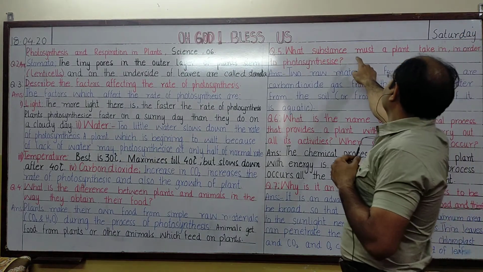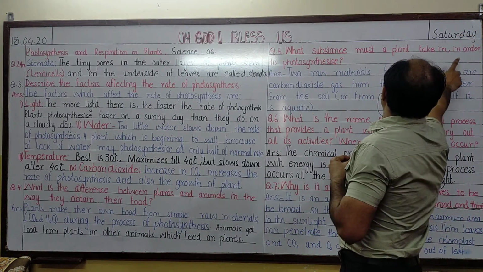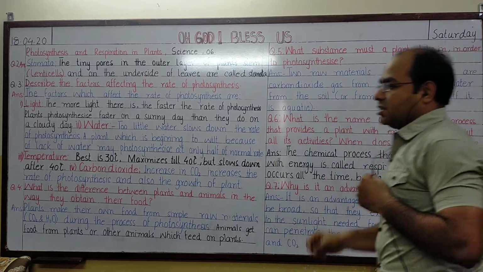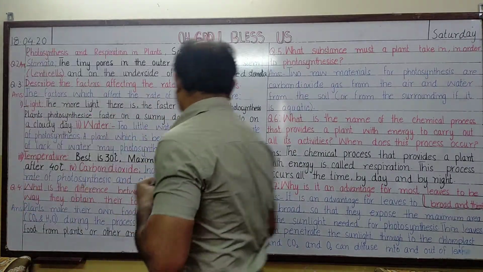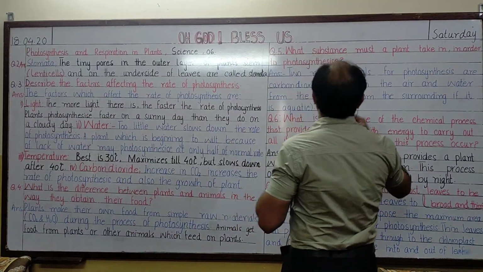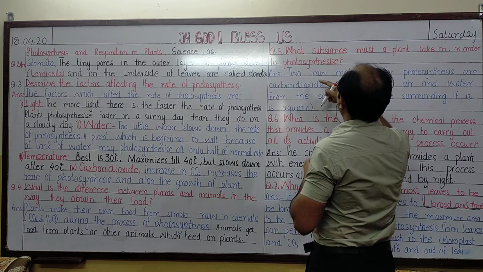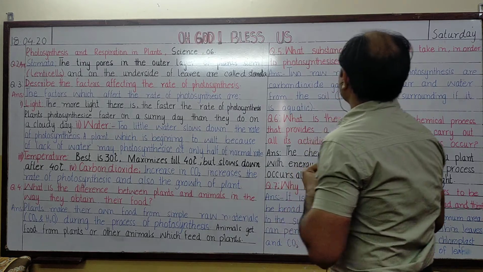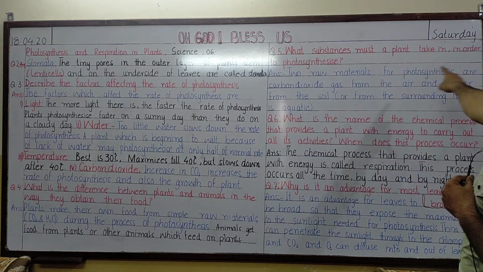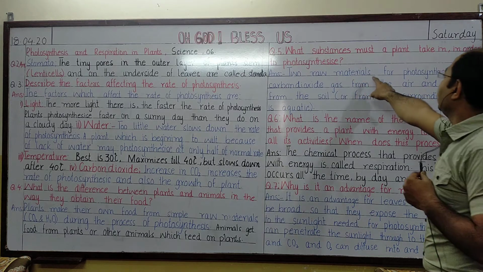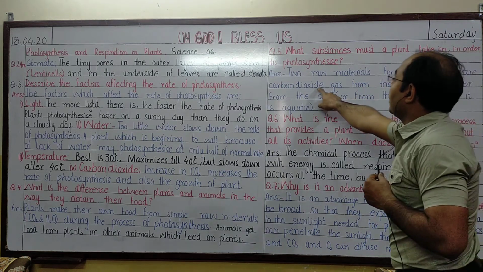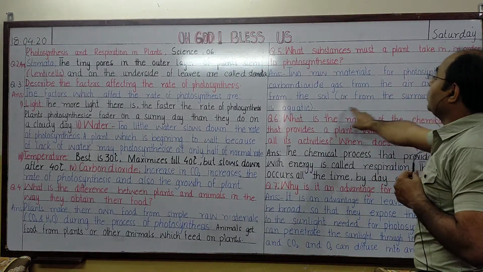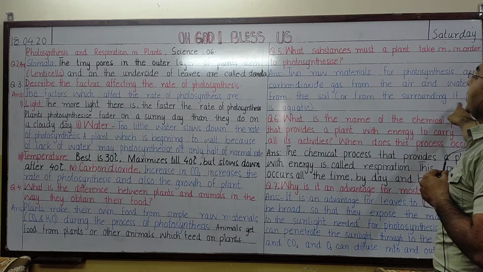What substances must a plant take in order to photosynthesize? I think it should be substances. What substances must a plant take in order to photosynthesize? 2 raw materials for photosynthesis are carbon dioxide gas, that is CO2, from the air, and water from the soil or from the surrounding if it is aquatic.